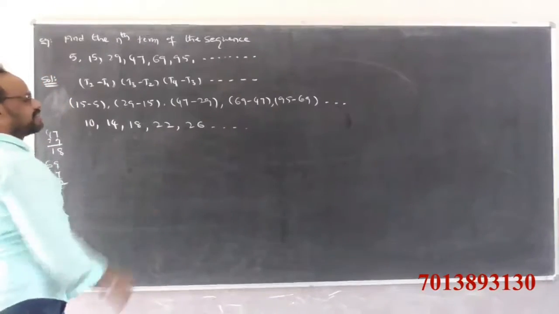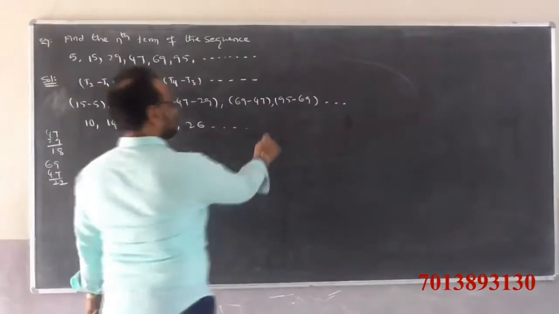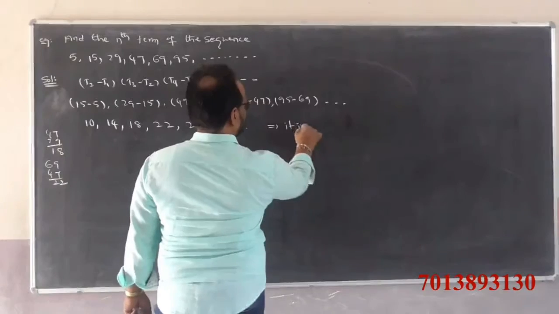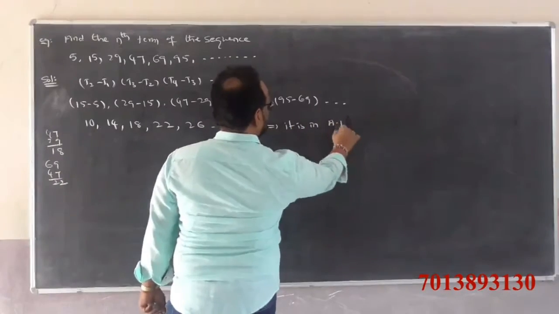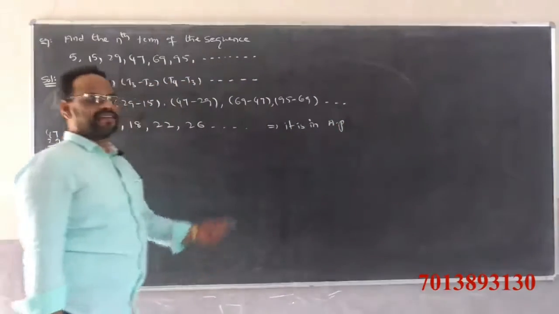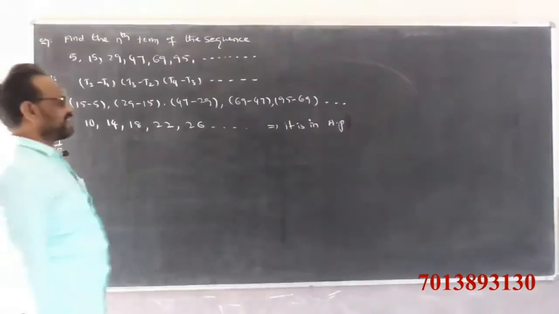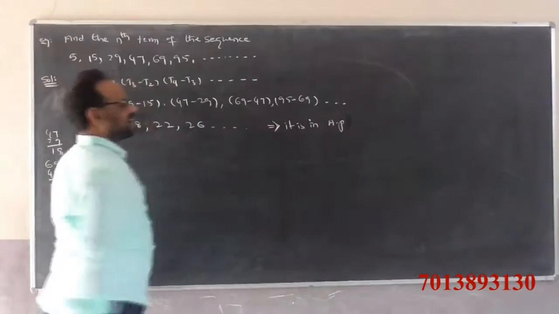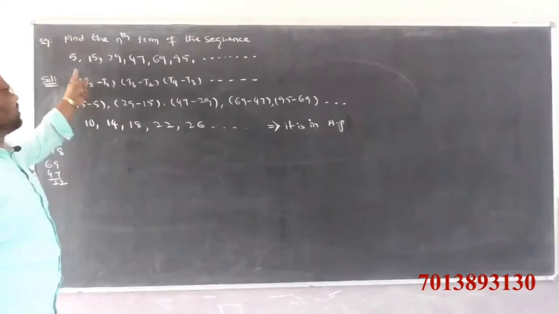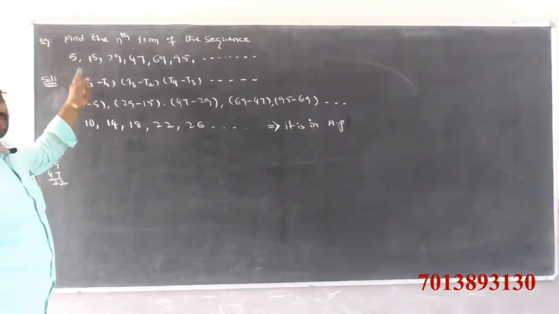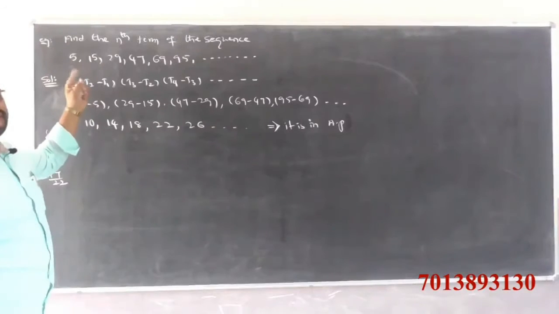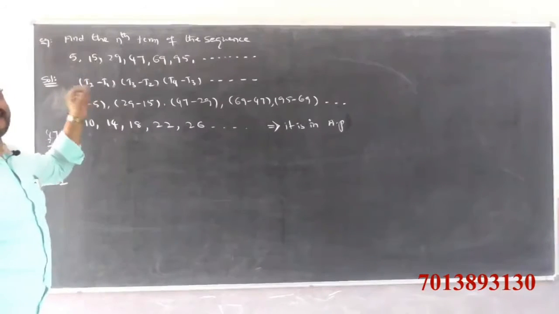Clearly, the differences between any two consecutive terms form an arithmetic progression. The given sequence is not at all an arithmetic progression, but by using the difference method we want the nth term.